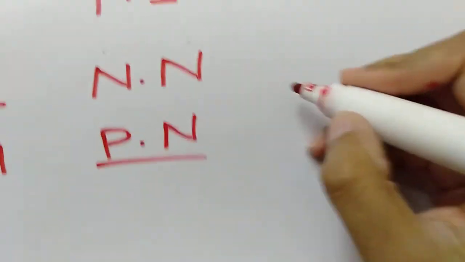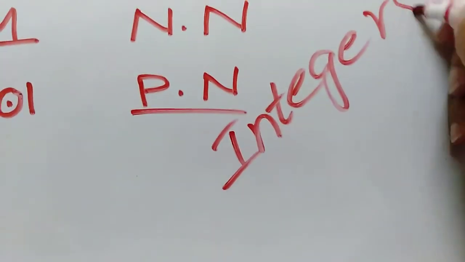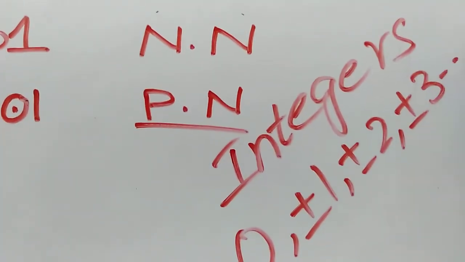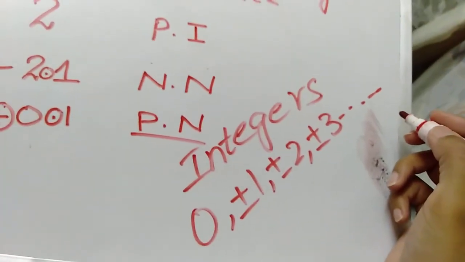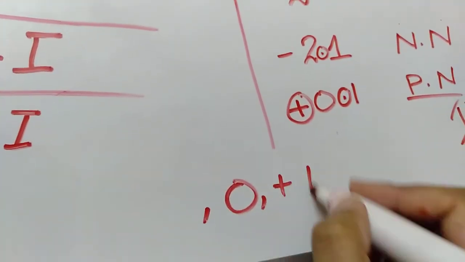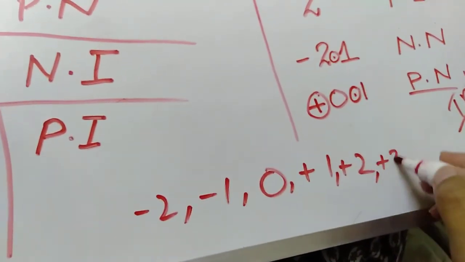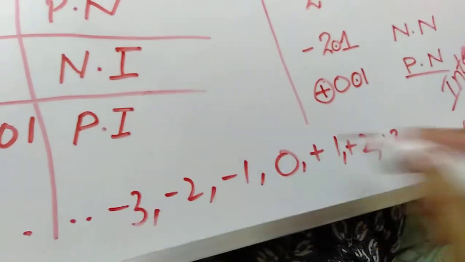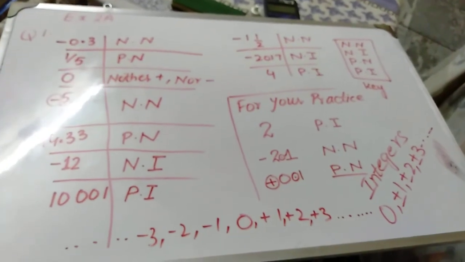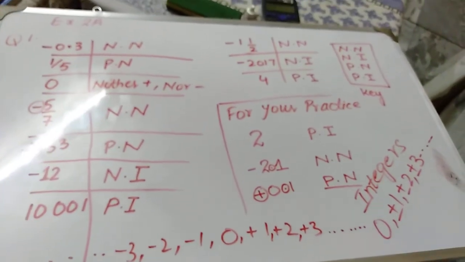And for your revision, what are the integers? Integers are 0, then plus minus 1, plus minus 2, plus minus 3, and so on. So these are the integers. We can also write the integers like this: 0 in between, then plus 1 and negative 1, plus 2 and negative 2, plus 3 and negative 3, so on this side and so on this side. So this is all about integers, positive and negative numbers, positive and negative integers.